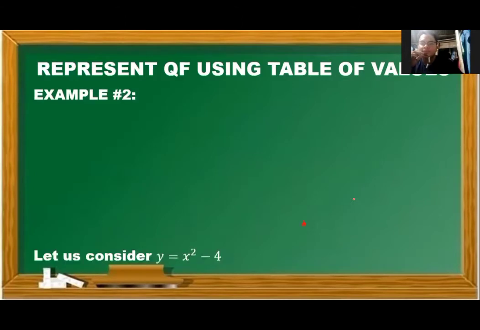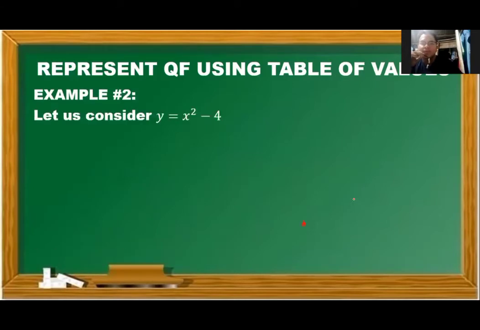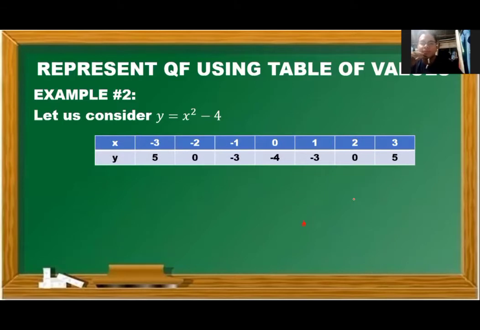Example number 2. Let us consider y equals x squared minus 4. Again, we substitute the value of x into the given function. Negative 3 squared minus 4 equals 5. Negative 2 squared minus 4 equals 0. Negative 1 squared minus 4 is negative 3. 0 squared minus 4 is negative 4. 1 squared minus 4 is negative 3. 2 squared minus 4 is equal to 0. And 3 squared minus 4 is equal to 5.